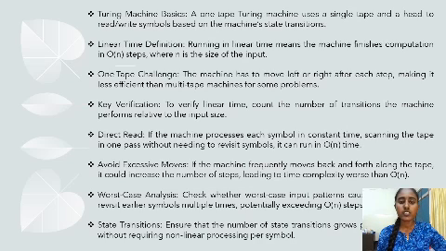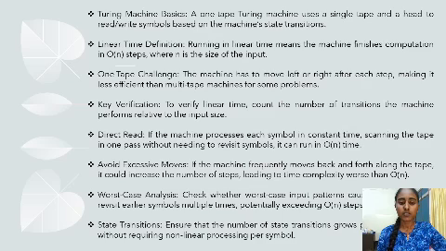Avoid excessive moves. Here, if the machine frequently moves back and forth along the tape, it could increase the number of steps, leading to a time complexity worse than big O of n. Worst case analysis. Here, check whether the worst case input patterns cause the machine to revisit earlier symbols multiple times, potentially exceeding big O of n steps.